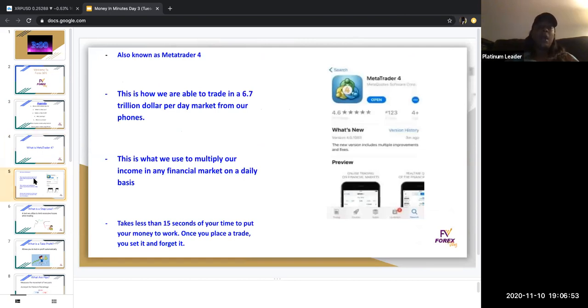This is how we are able to trade in the $6.7 trillion per day market from our phones. This is what we use to multiply our income in any financial market on a daily basis. It takes less than 15 seconds of your time to put your money to work. Once you place a trade, you pretty much set it and forget it. You may also hear us say copy paste profit. It's the same thing: you're setting a trade and you're forgetting it.